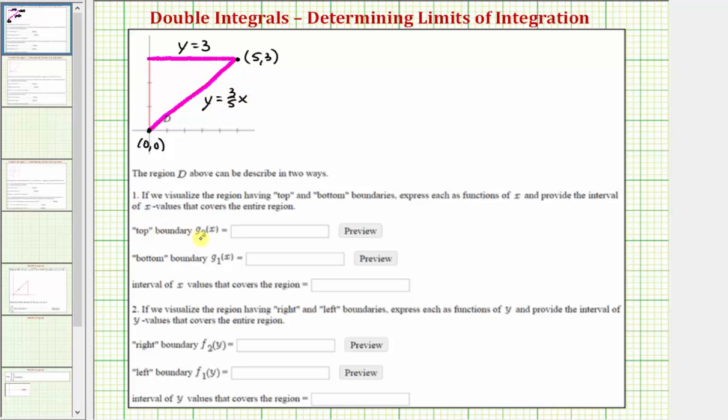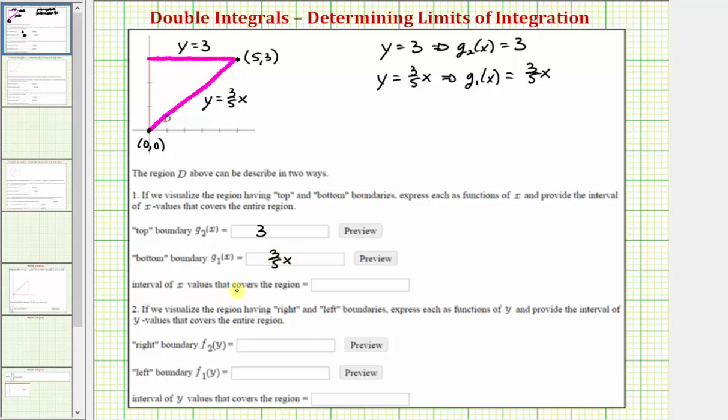which means the top boundary, g sub 2 of x, would be y equals 3, and because g of x equals y, we can say that g sub 2 of x equals 3. Next, the lower boundary is a line y equals 3/5 x, which means our function g sub 1 of x would be g sub 1 of x equals 3/5 x.